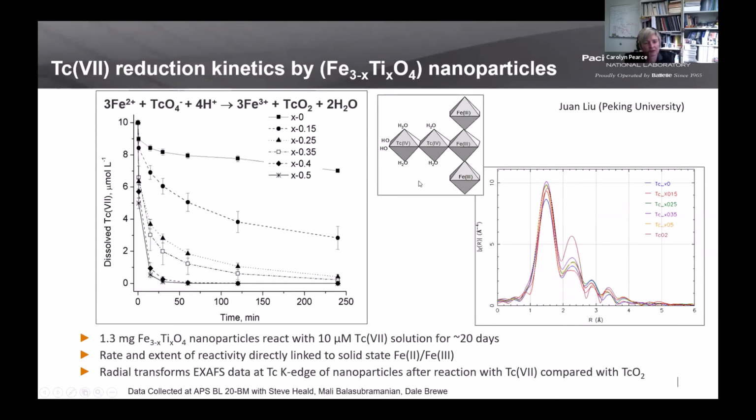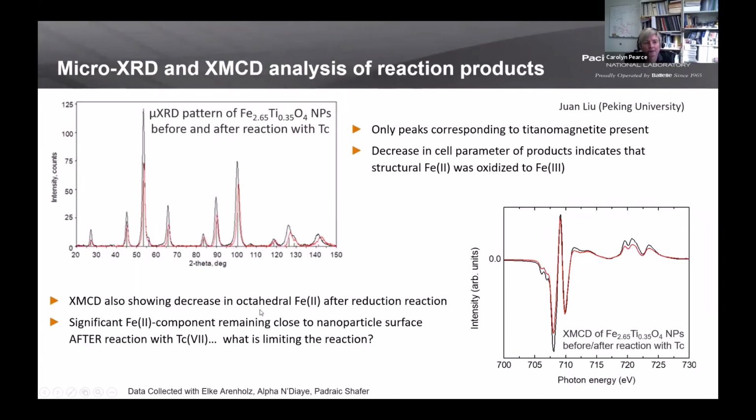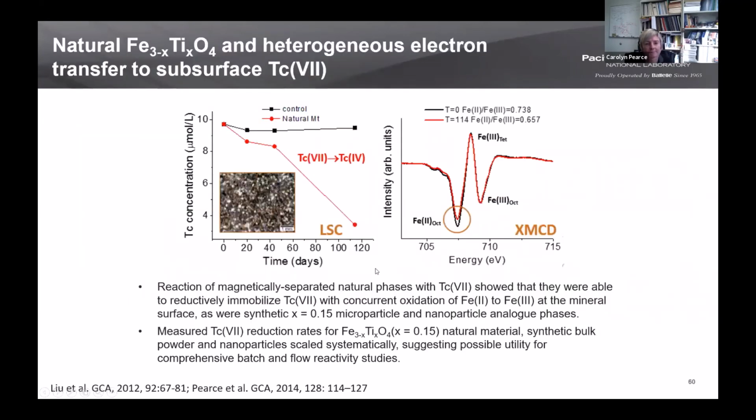So it doesn't just precipitate a TcO2-like phase, there's evidence in the EXAFS for coordination with the iron 3+ at the surface of the nanoparticles. And using a combination of micro-XRD and XMCD, we could show that the mineral phase itself wasn't changing, but we saw a decrease in the cell parameter, which suggests oxidation of structural iron 2+. And then the XMCD told us that we were actually getting localization of that iron 2+ at the surface of the particle. So it's moving from the bulk nanoparticle to the surface and then reacting with the pertechnetate in solution.